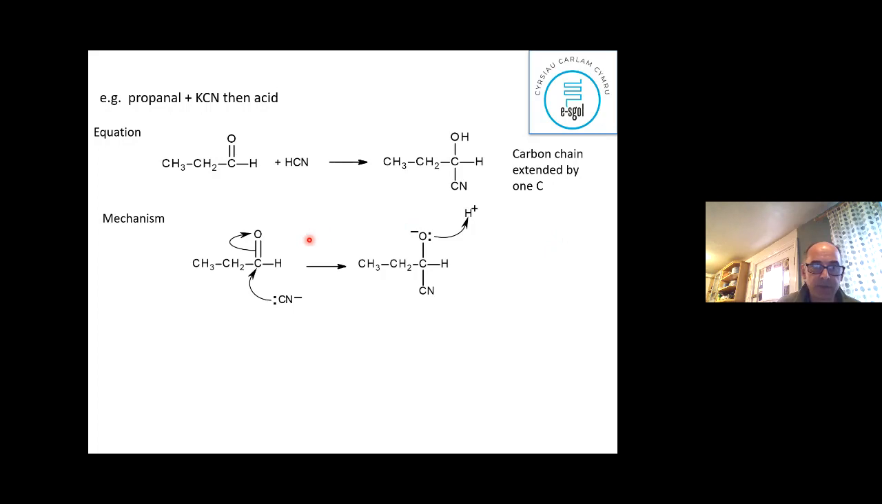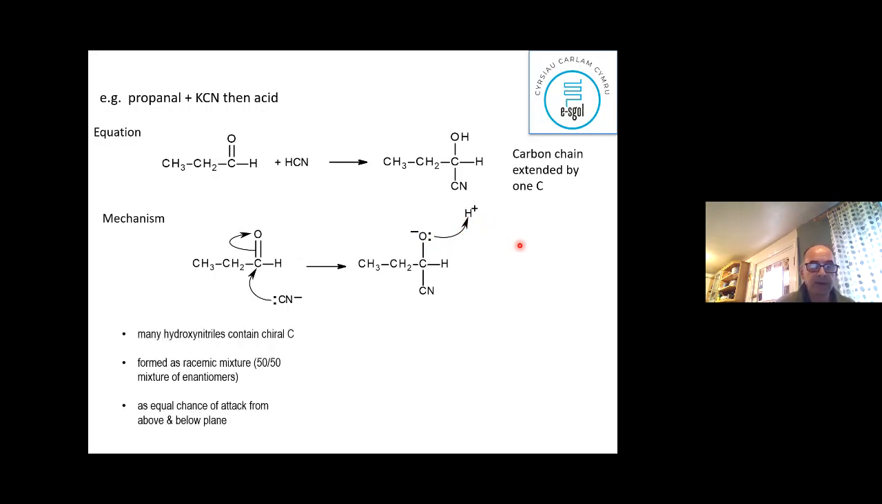The mechanism is as before: you've got a delta plus electron deficient carbon, and the cyanide, with its pair of electrons, attaches itself to the carbon and makes a bond. The pair of electrons goes to the oxygen, and then that pair of electrons joins the H plus from the acid. Many hydroxynitriles contain a chiral carbon, where 4 different groups are attached to 1 carbon.